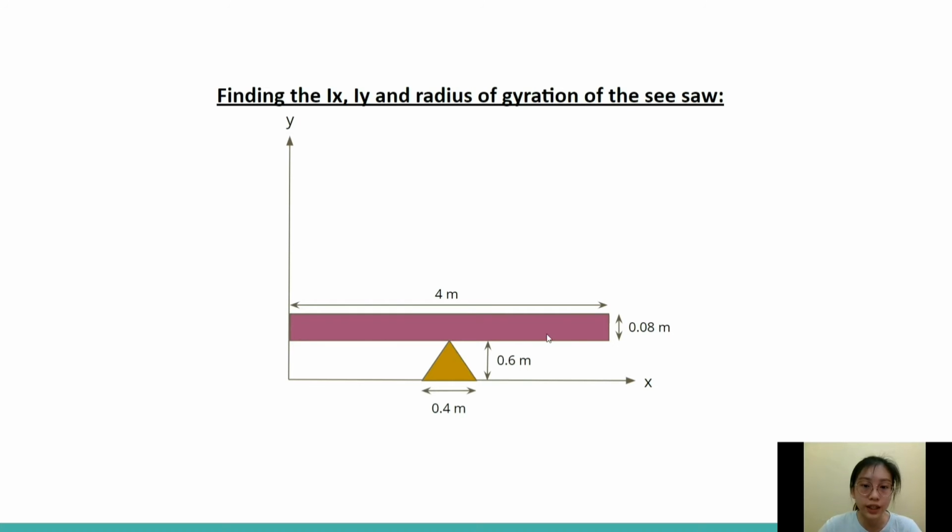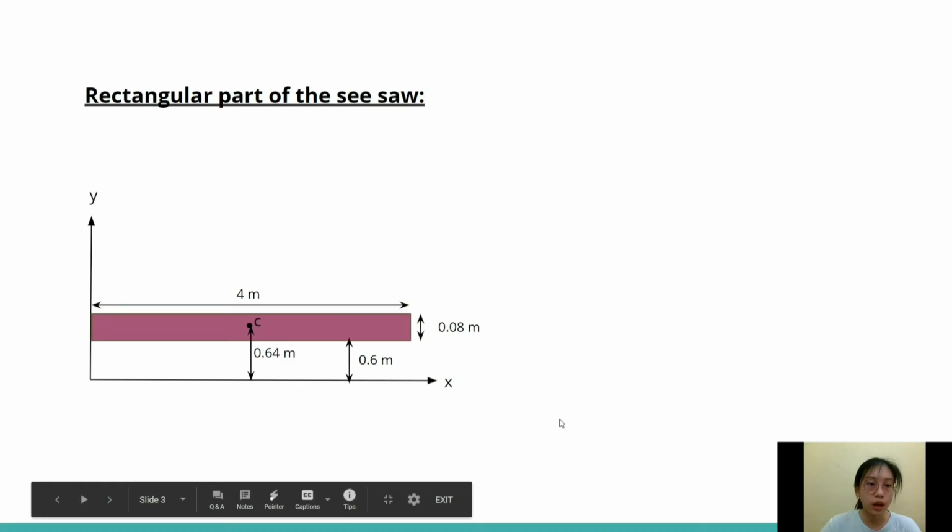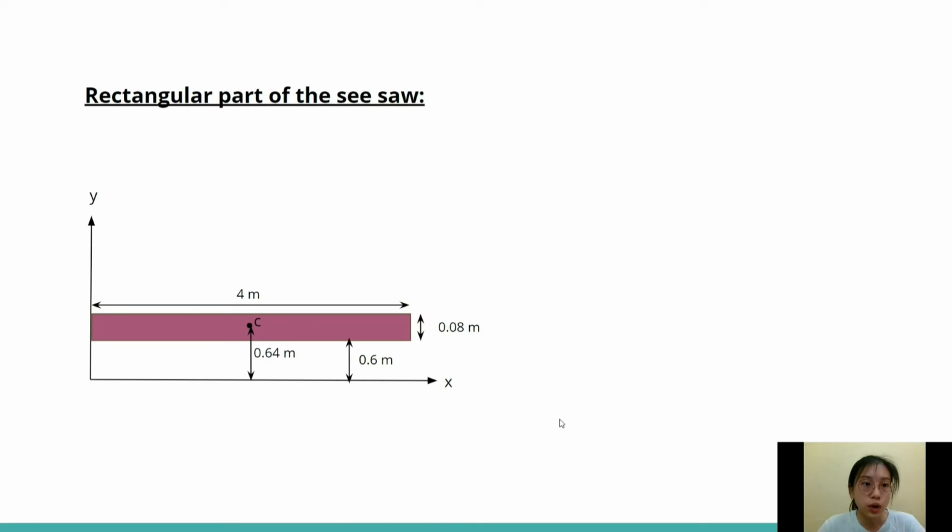The length of the rectangle is 4 meters, and the height of the rectangle is 0.08 meters. The length of the triangle is 0.4 meters and the height of the triangle is 0.6 meters. So first we need to calculate the rectangular part of the seesaw. First we need to calculate the centroid of the rectangle.